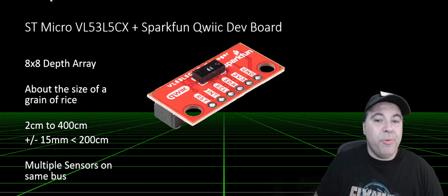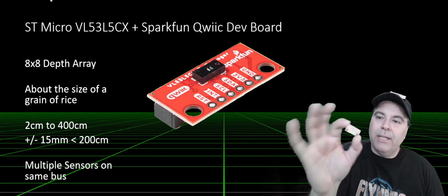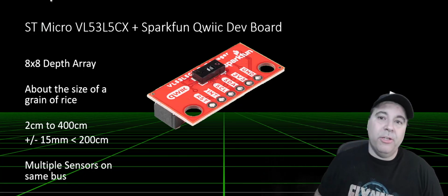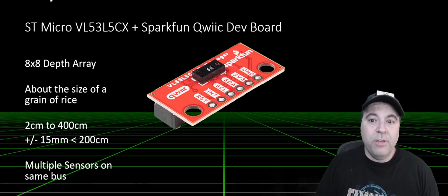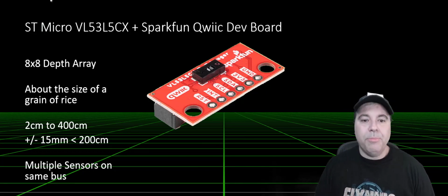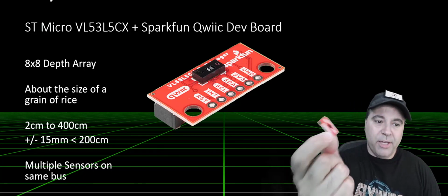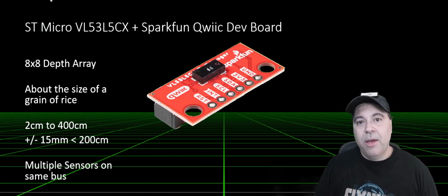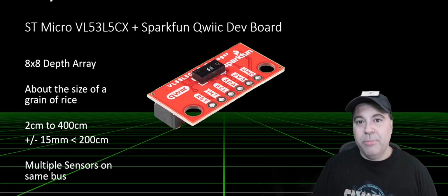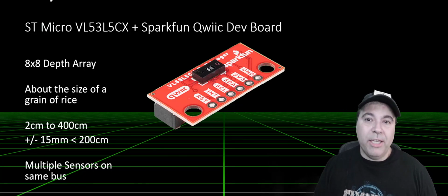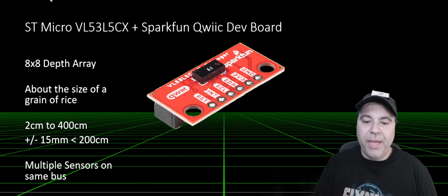The VL53L5CX is an 8x8 depth array, and it's mounted to a Sparkfun Qwiic dev board. Now, Qwiic is an I2C standard produced by Sparkfun and has been adopted by numerous maker companies. This particular sensor is about the size of a grain of rice and can detect between 2 centimeters and 400 centimeters with about a 15 millimeter degree of accuracy less than 200 centimeters, or about 5% beyond that.